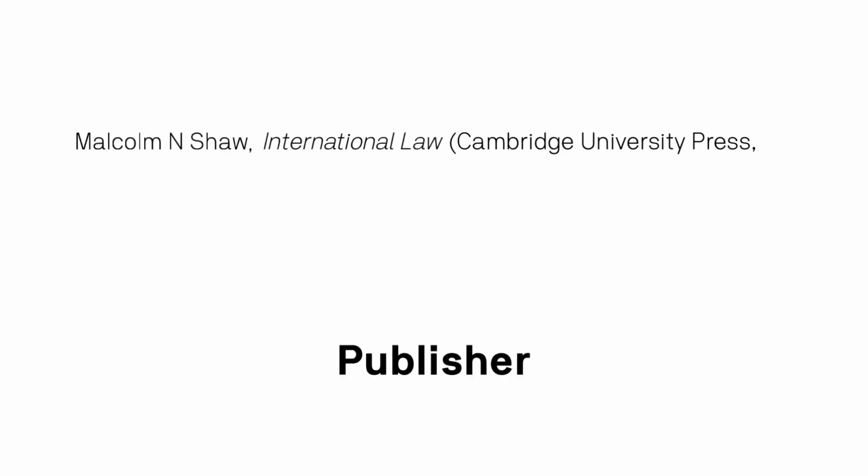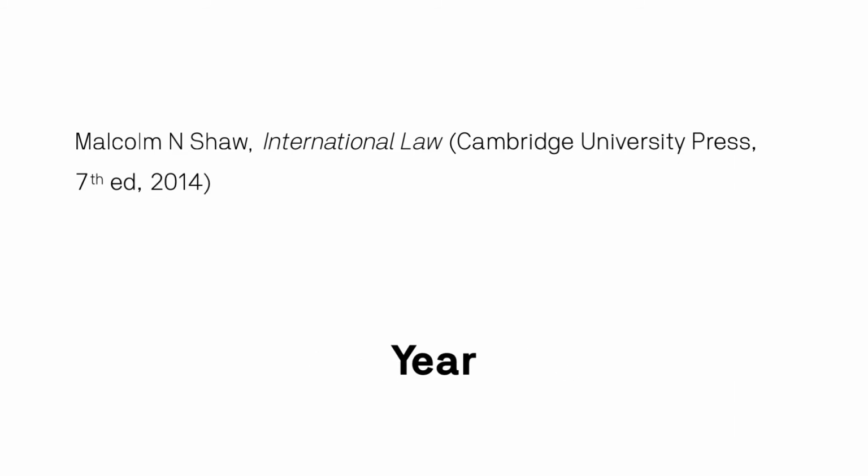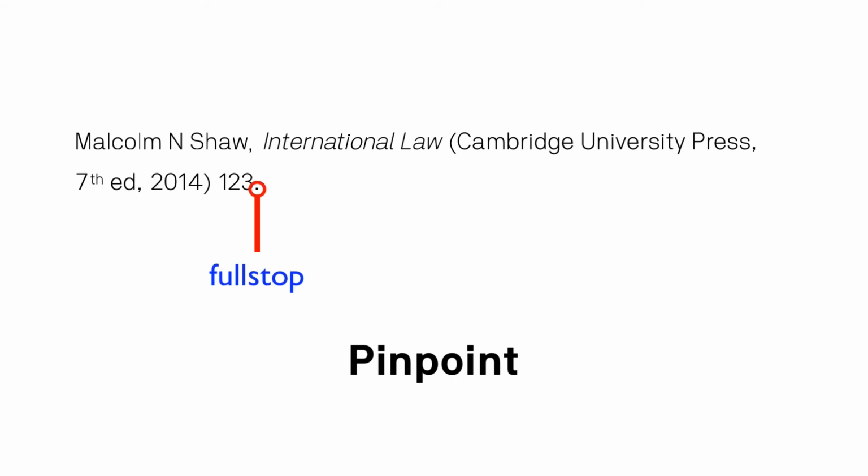Next, in brackets, include the book's publisher, edition number if present, followed by ed, and the year the book was published. Make sure the ordinal part of the edition number is in superscript, for example, the th of 7th. Lastly, if you are pinpointing a page in the book, insert it here, followed by a full stop.